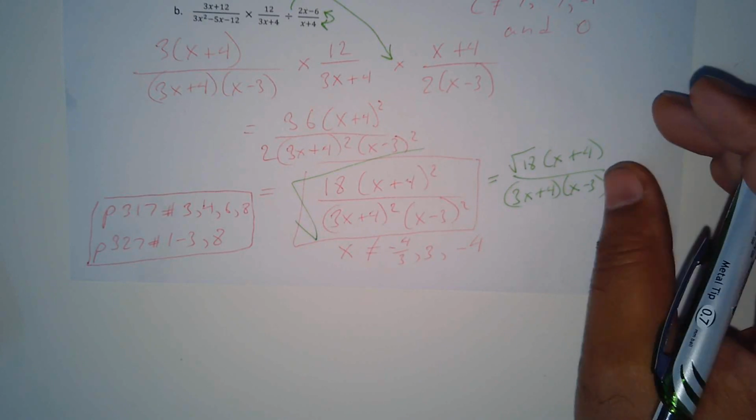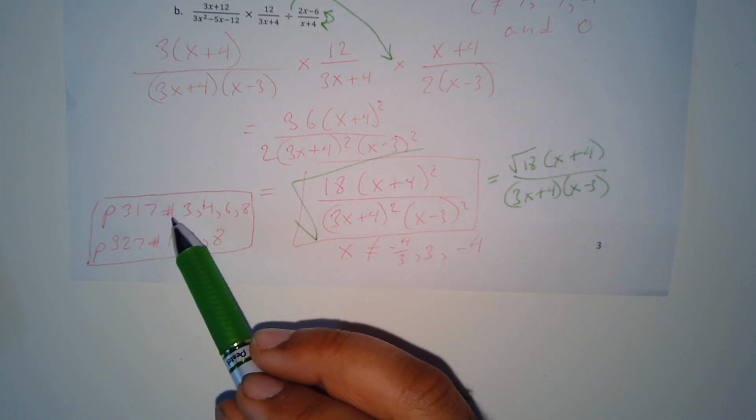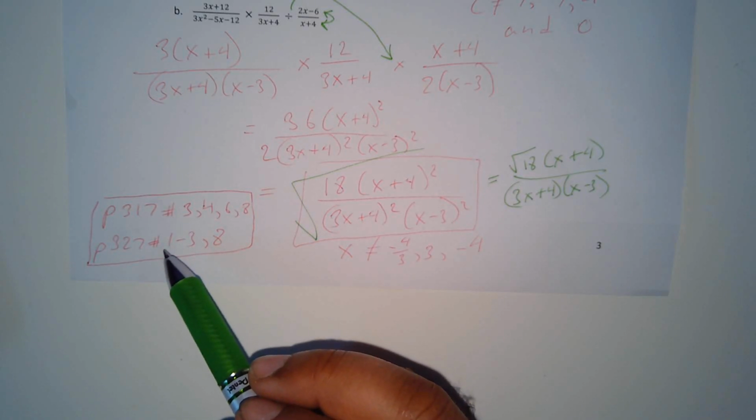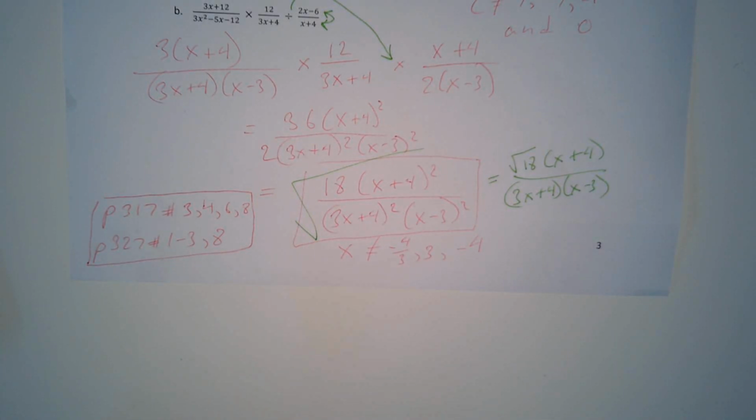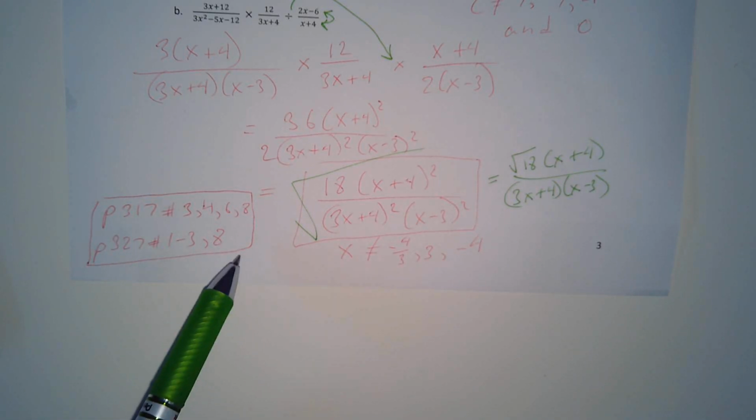Okay, so I'll stop there. So you can do these questions here. Page 317 is for the simplification questions, and then page 327 is for the multiplication and the division type questions. So same as before, and some of you are doing this, which is great. Go through these questions. You don't need to submit them. This is just for your own practice.